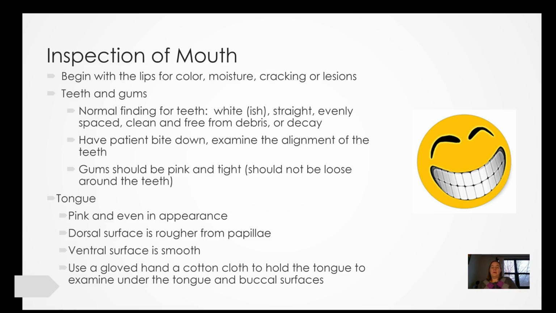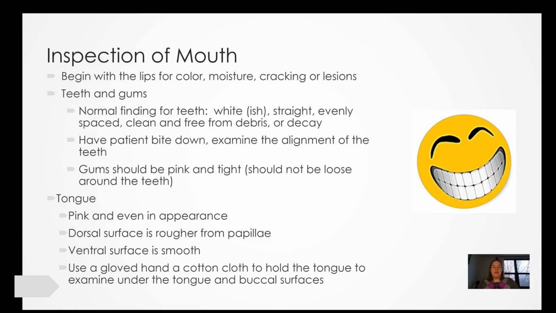You want the patient to bite down, and you want to look at the alignment of the teeth. How are they matching up? Are they what we call end to end? Are they top over the bottom? Do they have an underbite where the bottom goes on top of the top? The gums should be really nice and tight and should stick around the teeth. You don't want to see loose, flappy gums. That is not a good sign. They're more likely to lose their teeth if that's the case.